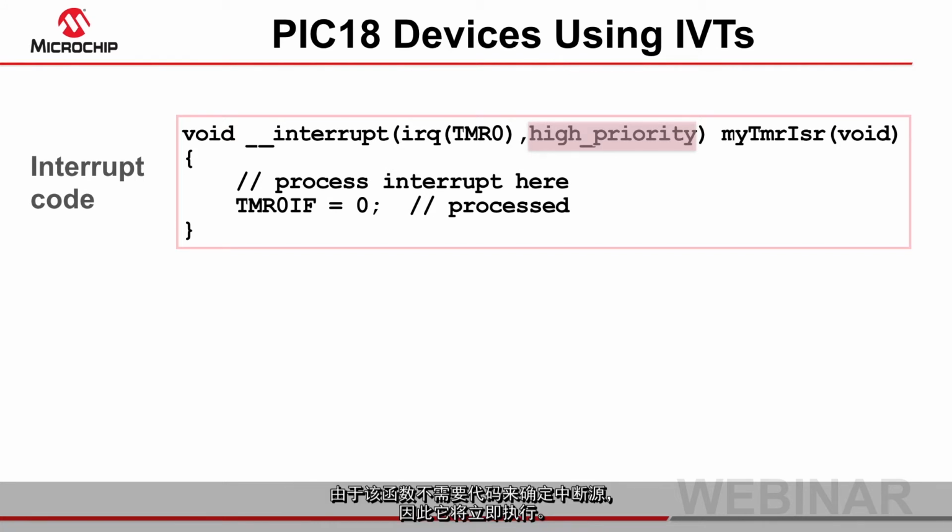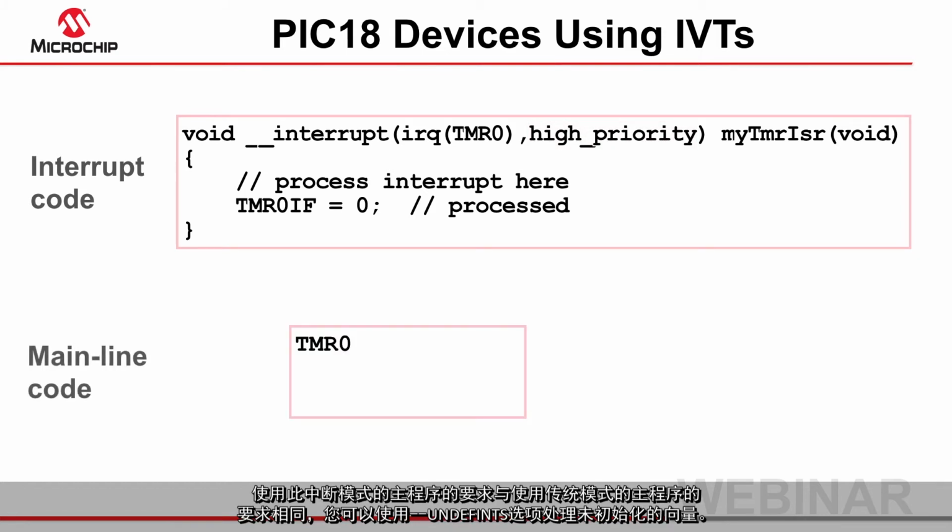Since this function does not need code to determine the interrupt source, it will execute promptly. The mainline code requirements are the same as for legacy mode devices, and you can use the --undef_ins option to specify uninitialized vectors.